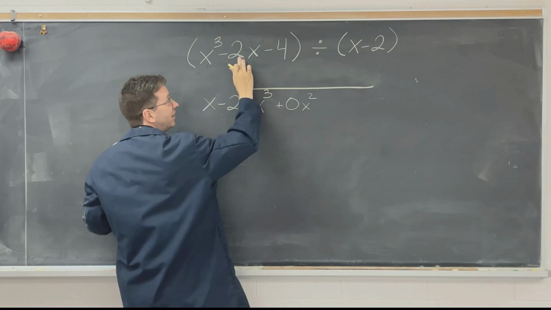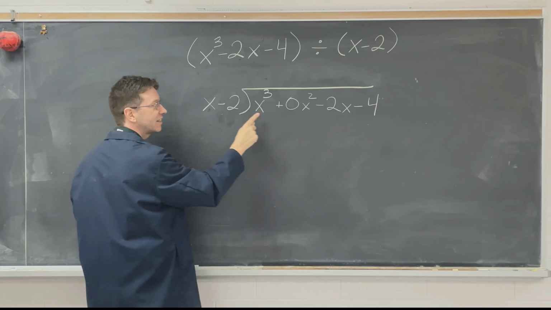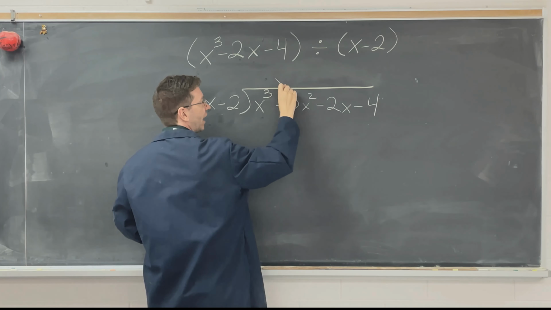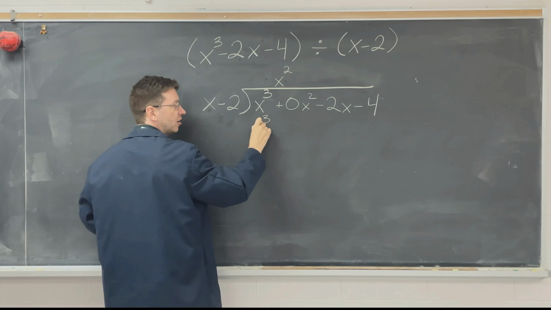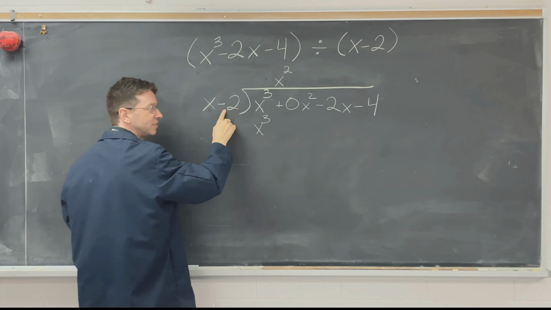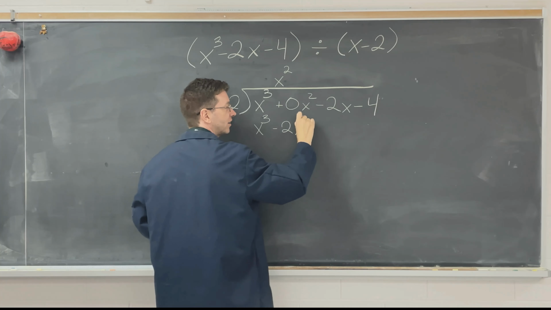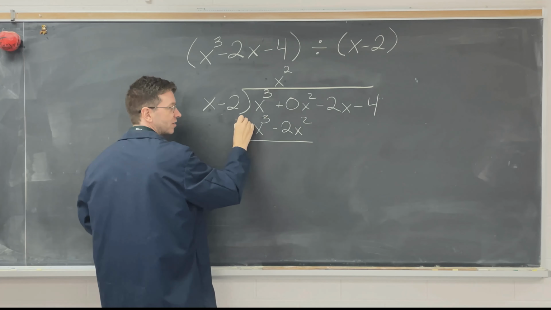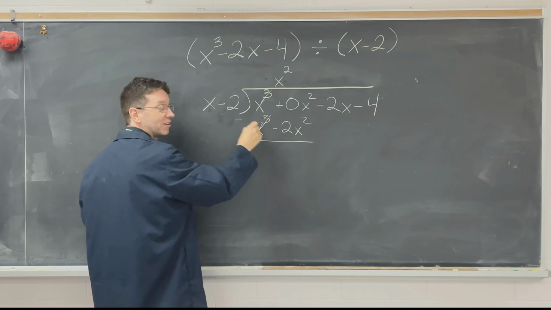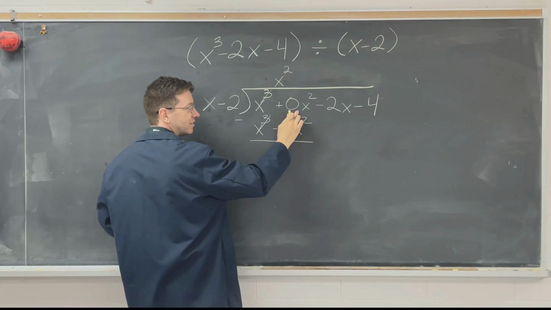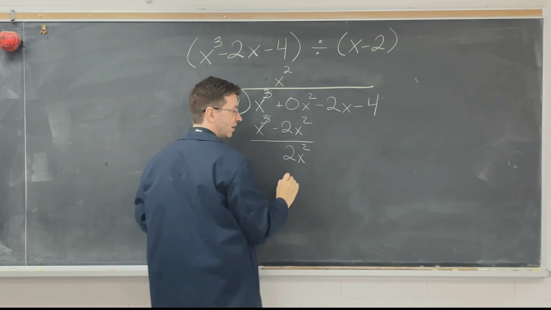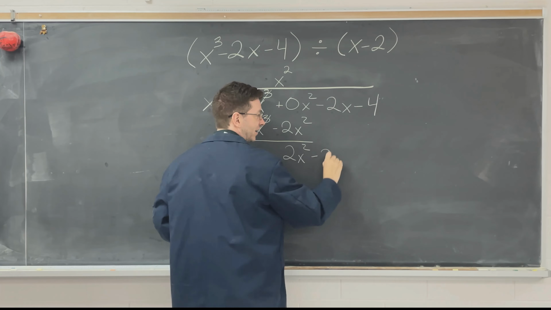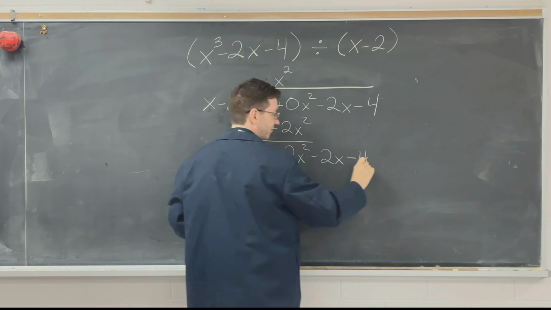So first thing, don't worry about the negative 2. What do I have to multiply x by to give us x cubed? Well, x squared. So x squared times x is x cubed. Now let's do x squared times minus 2. That's minus 2x squared. So now, subtract. These cancel. That was the goal. And then 0 minus negative 2, so double negative, gives us 2x squared. Then we're going to bring down minus 2x and minus 4.